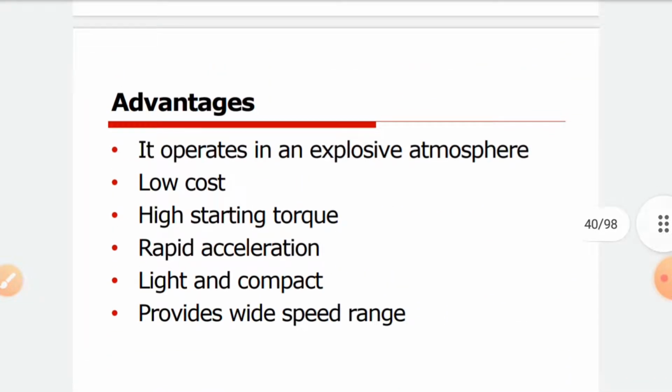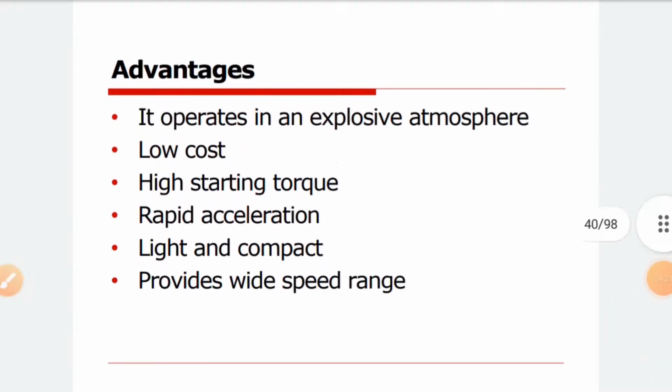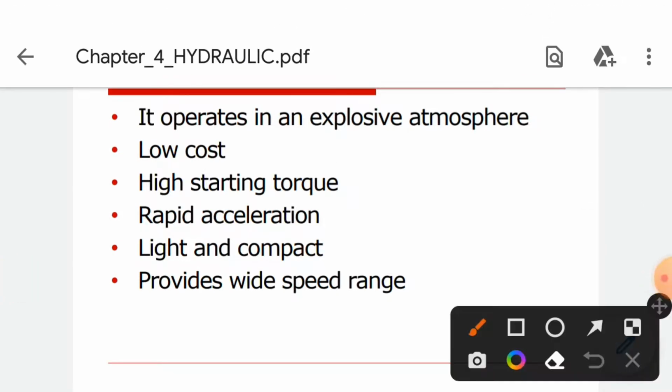Advantages. The first advantage is it operates in an explosive atmosphere. It has low cost, high starting torque, rapid acceleration, is light and compact, and provides a wide speed range. Those are the advantages of air motor.